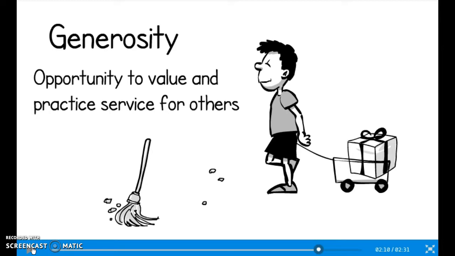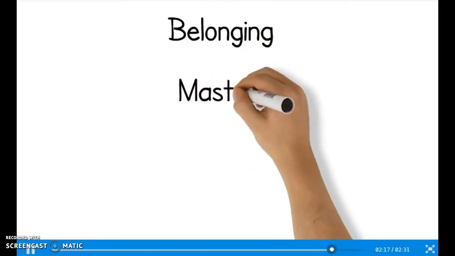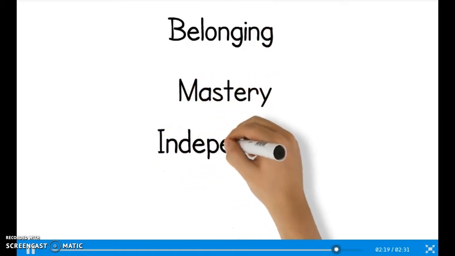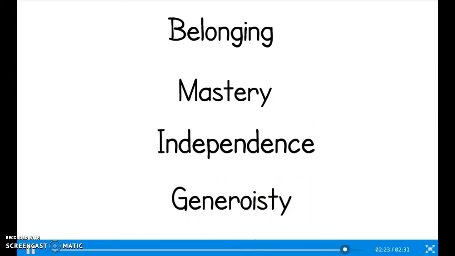Each 4-H club is required to do at least one community service project a year, but once clubs get started and youth get started in something like that, it probably won't be just a one-time thing. To recap, those essential elements are belonging, mastery, independence, and generosity.